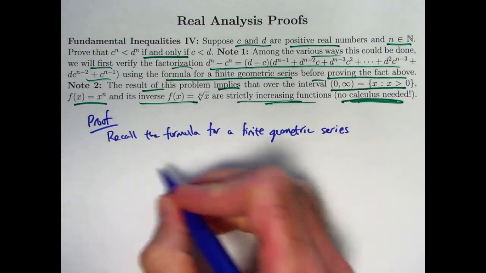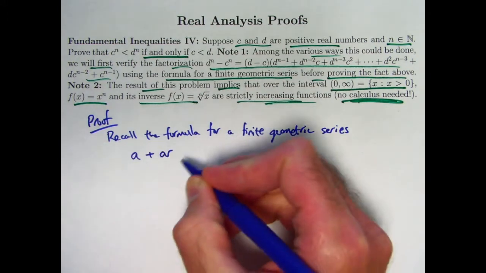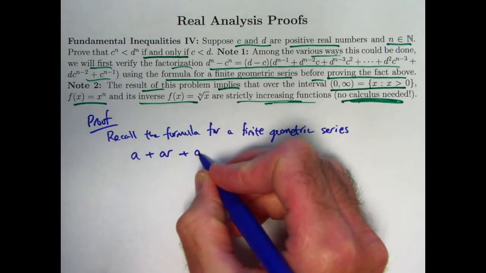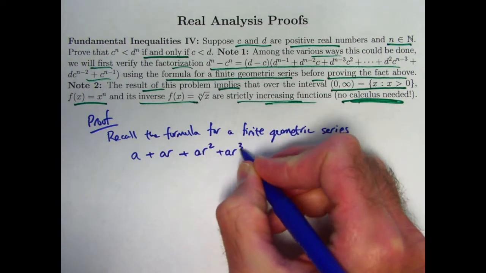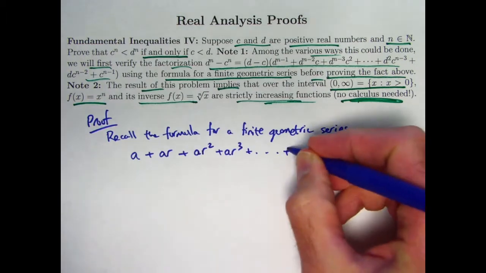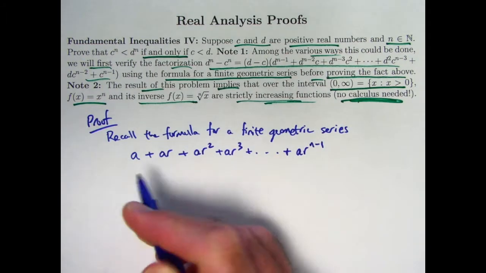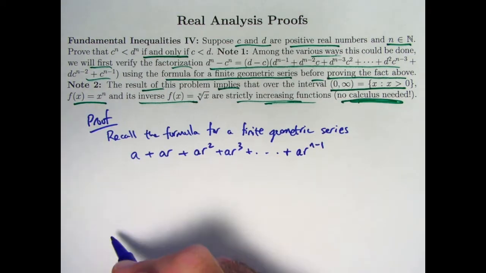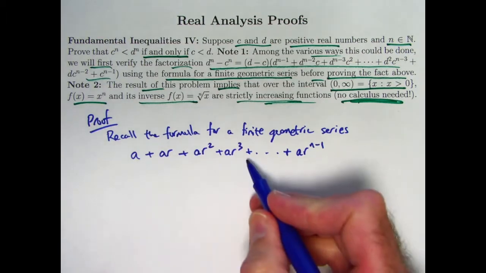Recall the formula for a finite geometric series that a plus a times r, these are real numbers here, although this formula actually works for complex numbers as well, plus a times r squared plus a times r cubed, etc. I'm going to denote the last term by a times r to the n minus 1. Note that a is the first term. That's what it's called, in fact. r is the value that you need to multiply each term by to get the next term.